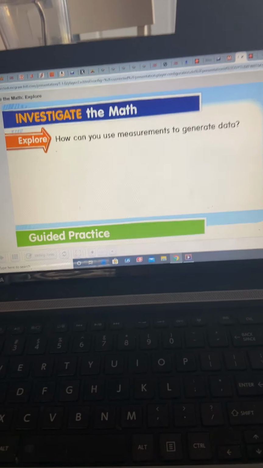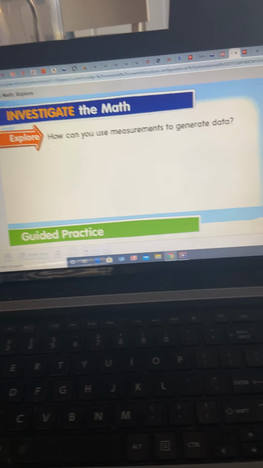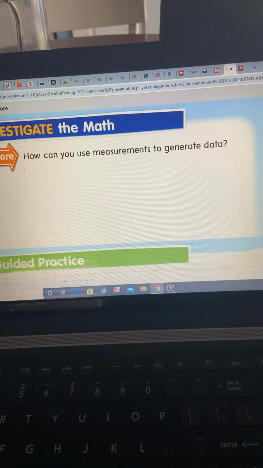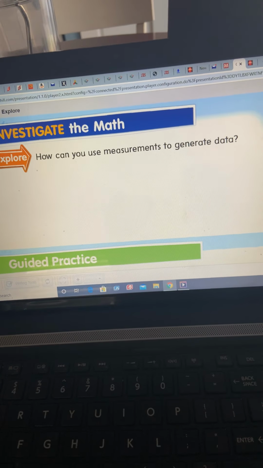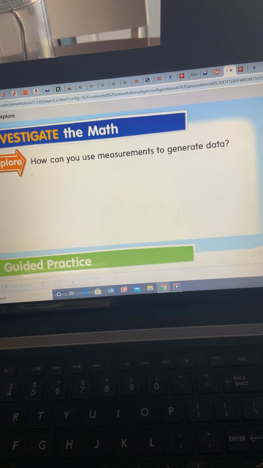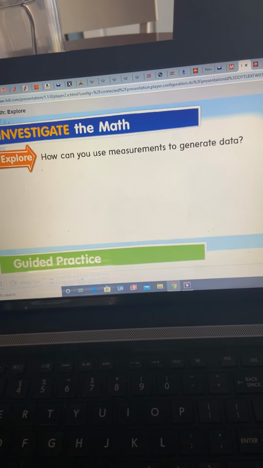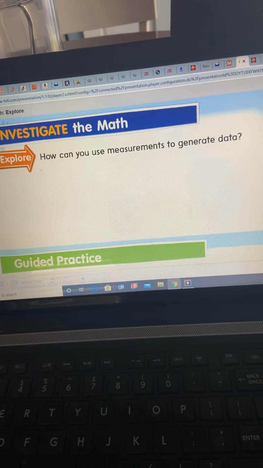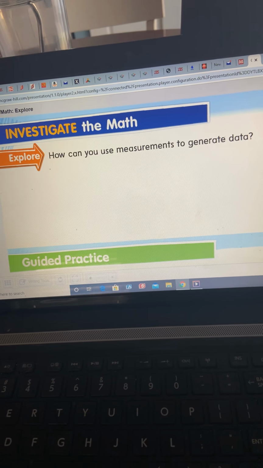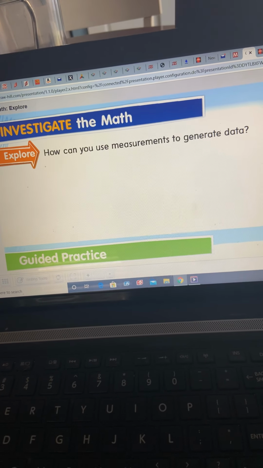So today I'm going to remind you of a couple things that we've already learned. If we ask the question, how can you use measurements to generate data? Does anyone remember what the word data means? I know that most of you probably do. It's information. Data is just another word for information.